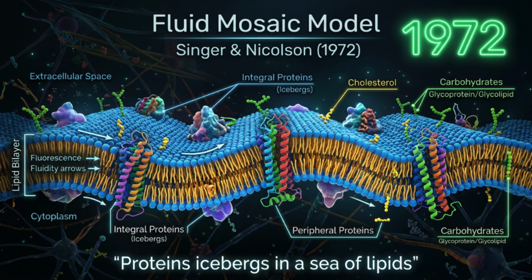First, the plasma membrane. You must know the Fluid Mosaic Model proposed by Singer and Nicolson. The year is crucial, 1972. Think of it as protein icebergs floating in a sea of lipids. The quasi-fluid nature of the lipids enables the lateral movement of proteins within the overall bilayer. This ability to move within the membrane is measured as its fluidity.